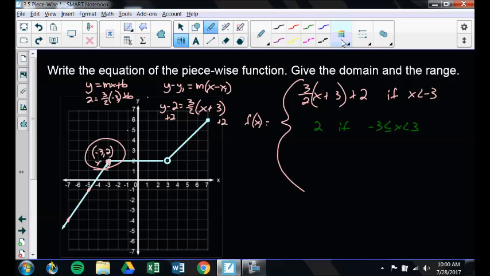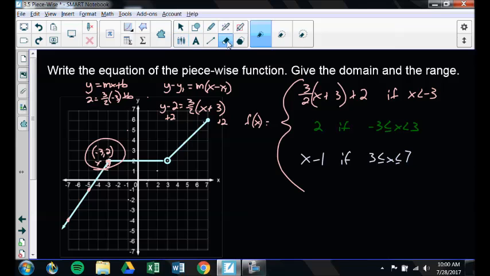Third piece, y equals, this is just the line y equals x with a y-intercept of -1. I can just trace that backwards. So it's y equals x minus 1 if x is greater than 3. Or actually, it's just going from 3 to 7. And 3 is also an open circle.